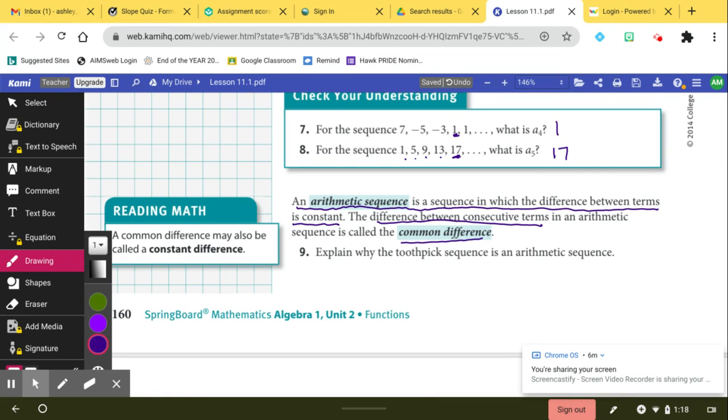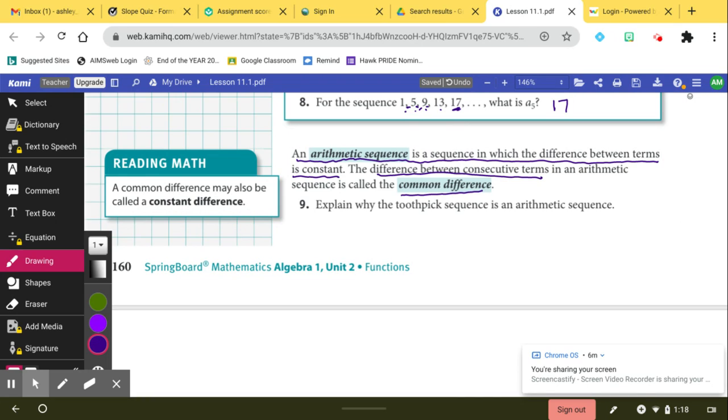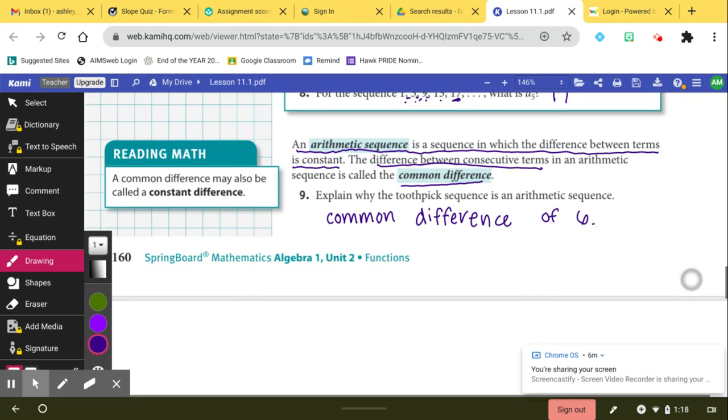Consecutive just means back to back. So like 1 and 5 are consecutive. 5 and 9 are consecutive because they come back to back. So it says, explain why the toothpick sequence is an arithmetic sequence. Well, we had a constant difference. Each new stage, we added 6. So we had a common difference of 6. So it's an arithmetic sequence.